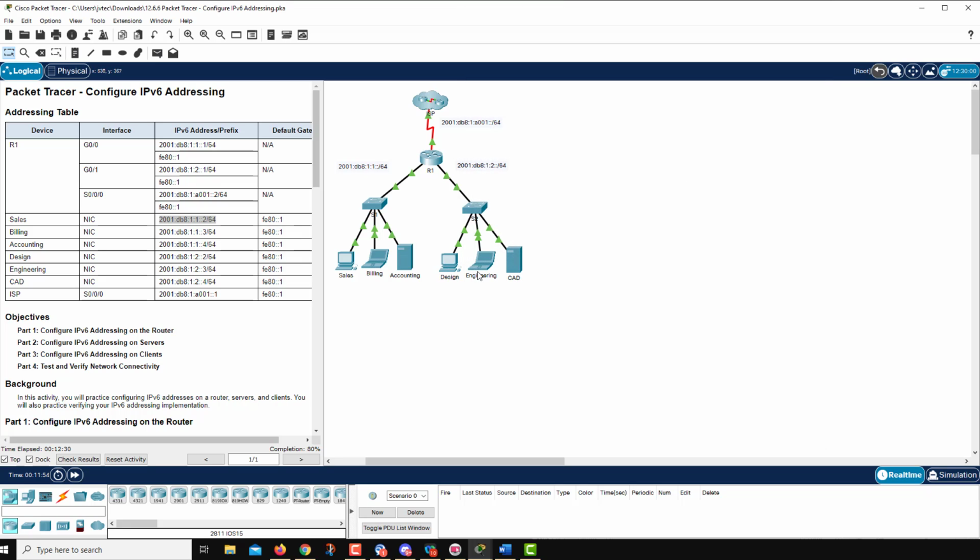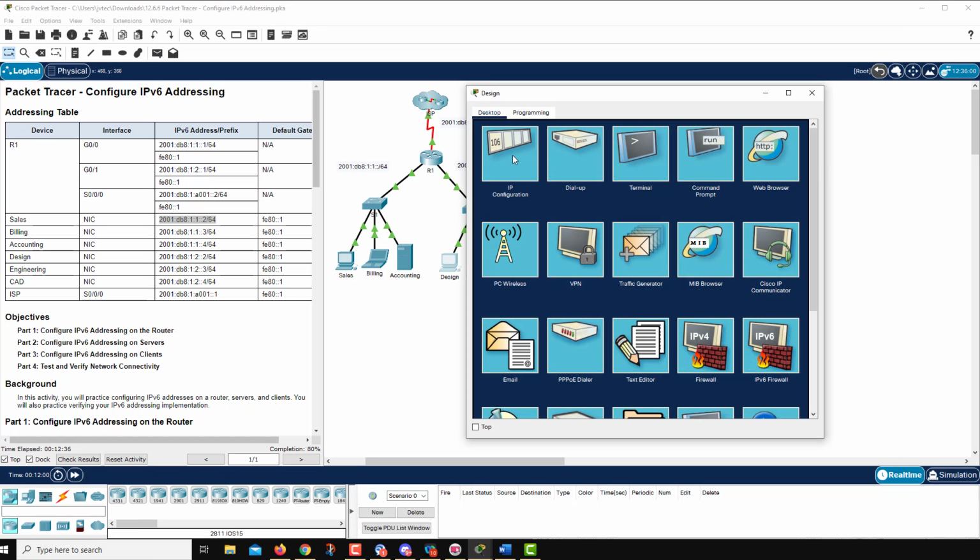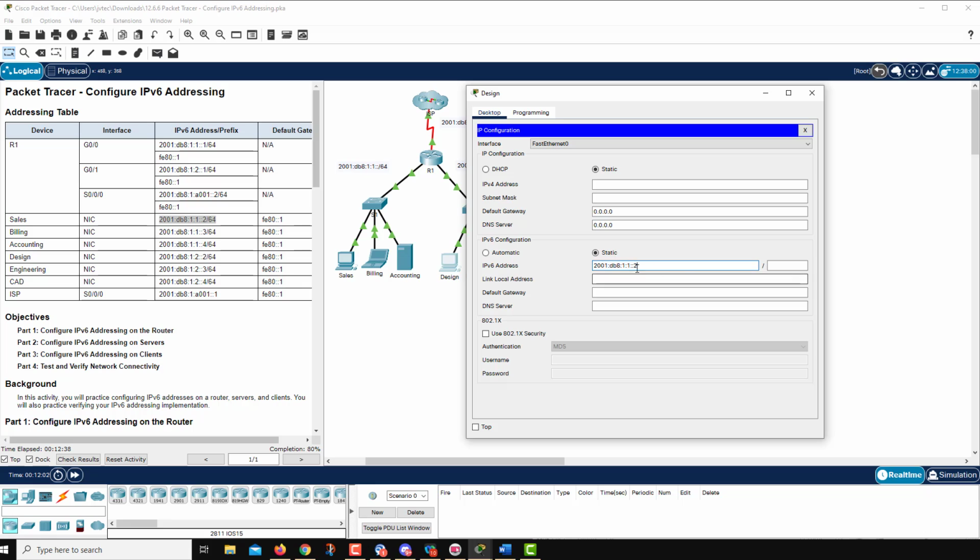Now we've got the last 3, design, engineering, CAD. Design is going to be the 2 network, ::2. So we'll go there. So this is going to be the 2 network, ::2 /64. FE80::A. I can reuse that because I'm on a different network now. FE80::1, which is the router's link local, even on the right side.